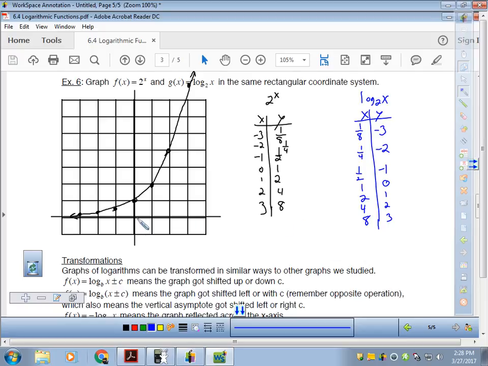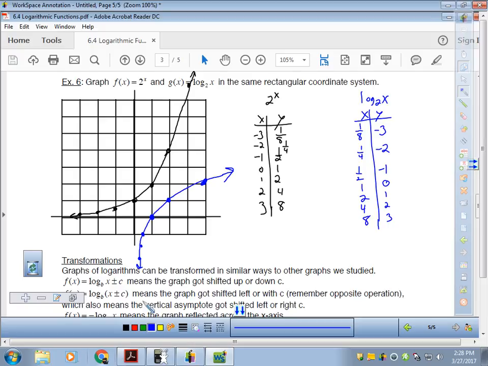So at 1/8, it's going to be at -3, so it's going to be way down here somewhere. At 1/4, it's at -2. Let's say like right there. At 1/2, it's at -1. At 1, it's at 0. At 2, it's at 1. At 4, it's at 2. And then 8, 3 is going to be way over here somewhere. So there's the graph of our logarithm function.